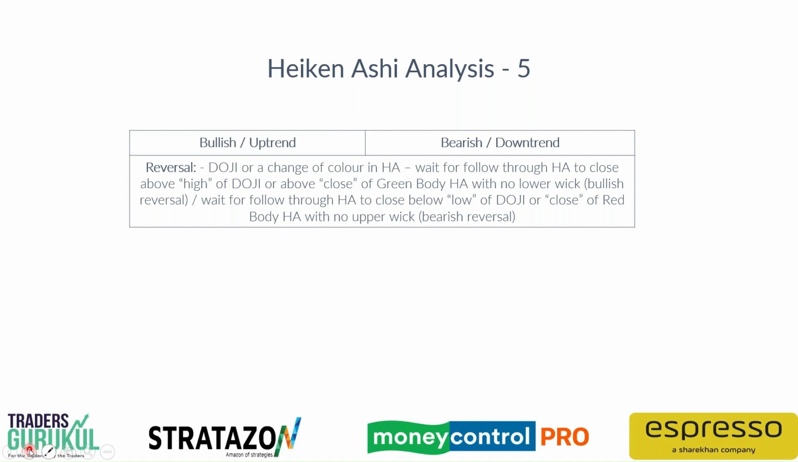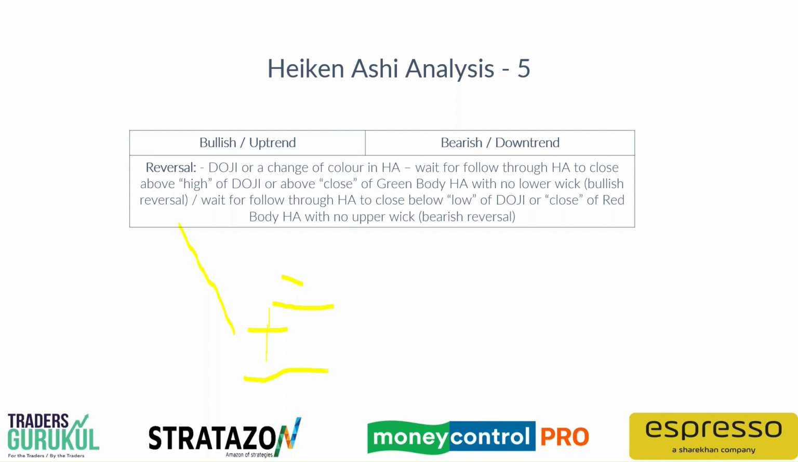So, reversals. When you see a trend, say supposing there is a trend which is happening out here, which is down. Okay, this is a downtrend happening out here, and here you see a doji formation take place. So these on your left are all red bodies of Heiken Ashi bars, and the stock has now made a doji. So in the case of a doji, we will put a line on the upper wick of the doji and the lower wick of the doji.